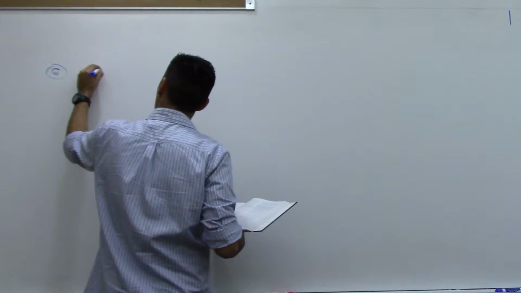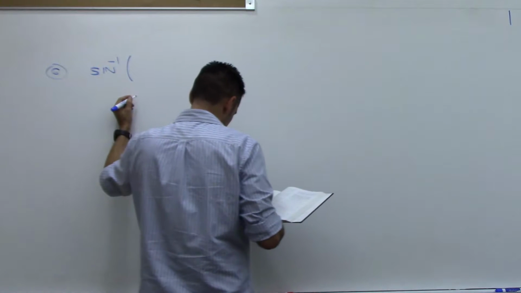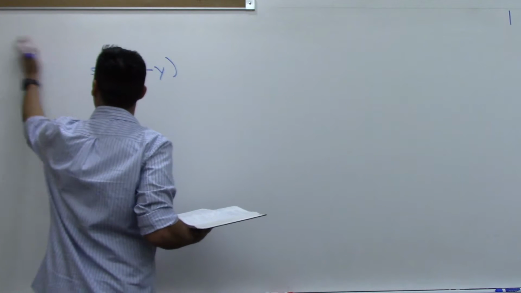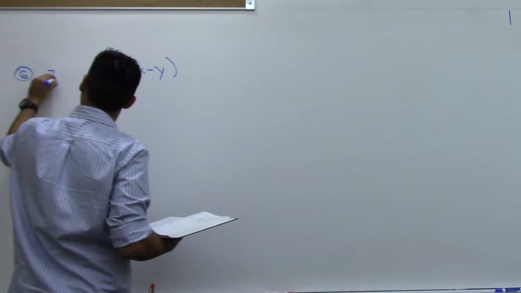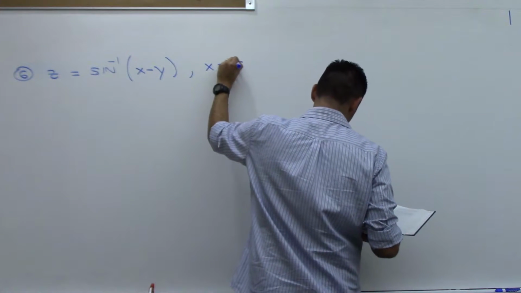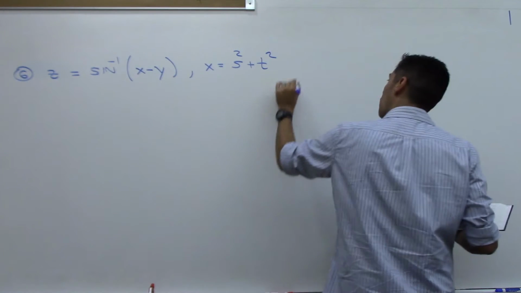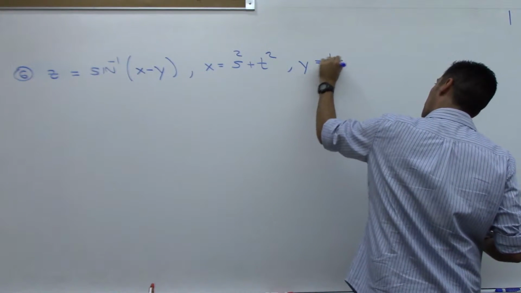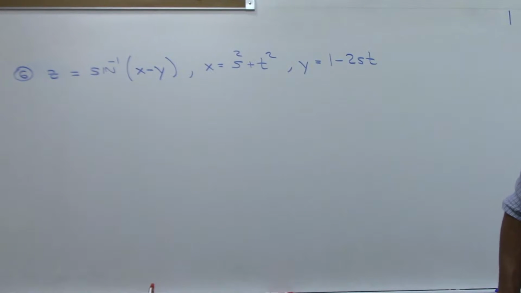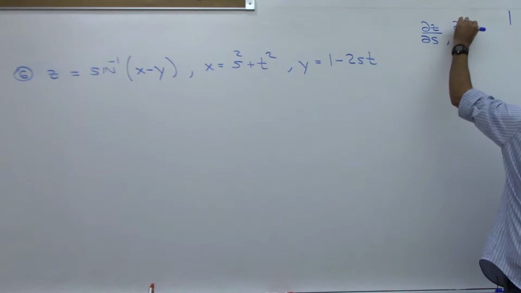Arc sine, I'm going to write this, my marker got wet. Arc sine of x minus y, that equals z. Z equals arc sine of x minus y. X is equal to s squared plus t squared. And then y is equal to 1 minus 2st. And they ask you to find partial z with respect to s and partial z with respect to t.